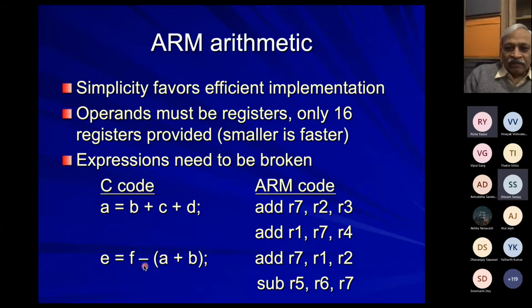Another example, you have a subtraction followed by addition in this expression. But since there is parenthesis around A and B, you will first perform addition. Once again, let's say R7 is being used as the intermediate value holder, and then you perform subtraction. So here the order of R6, which holds F, and R7, which holds the sum of A and B, is important. You can't say subtract R5, R7, R6. But in addition, you could interchange the operands.